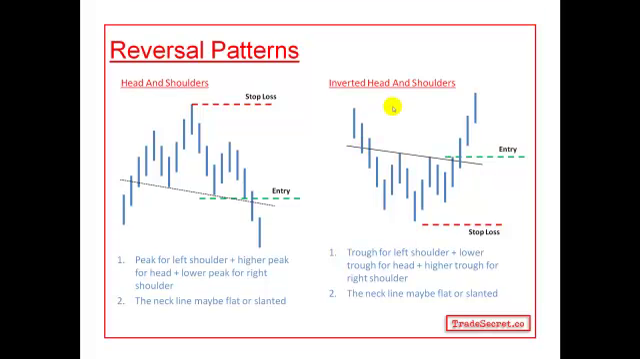Its brother is the inverted head and shoulders, so an exact duplicate, just in reverse. The left shoulder is a trough, a lower trough for the head, and then a higher trough for the right shoulder. Again we're looking at the break of the neckline to go long, with the stop loss beneath the low.